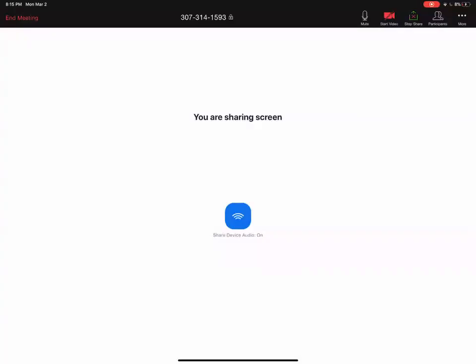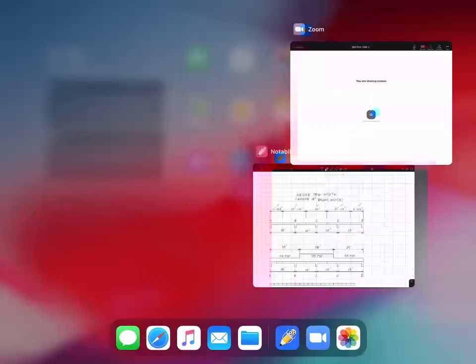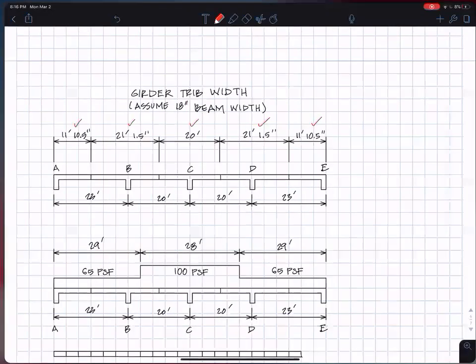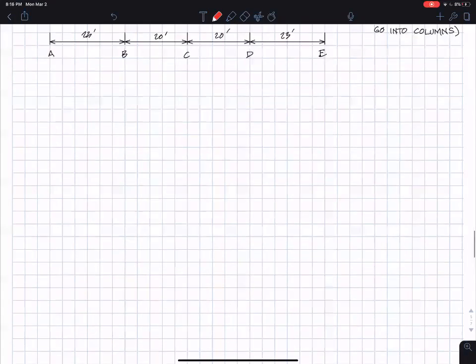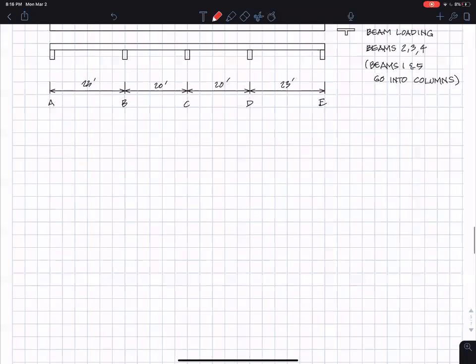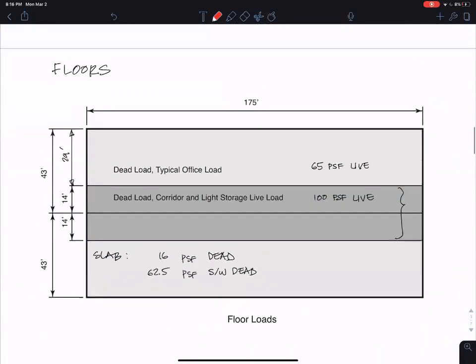Now that we have the tributary widths, you need to multiply them by the dead loads and live loads to get the loads in kips per foot. Let's look at that. So these tributary widths for the girders right here, and these tributary widths for the beams need to be multiplied by these loads.